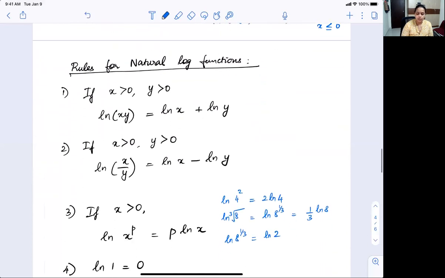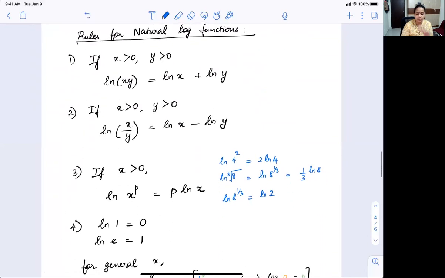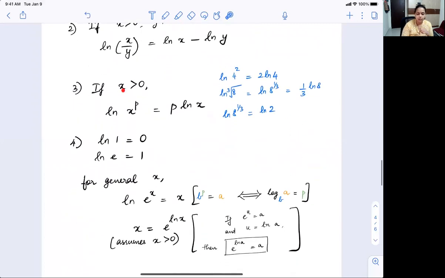Okay, a few quick rules for natural log functions. If x and y are positive, the ln of the product xy is just the sum of ln x and ln y. If the numbers are positive, ln of the quotient x over y is the difference between ln x and ln y. If x is positive, ln of x raised to the power p is p ln x. A few examples where this is useful. I've put this down here so that you can look at this as a means of reference.